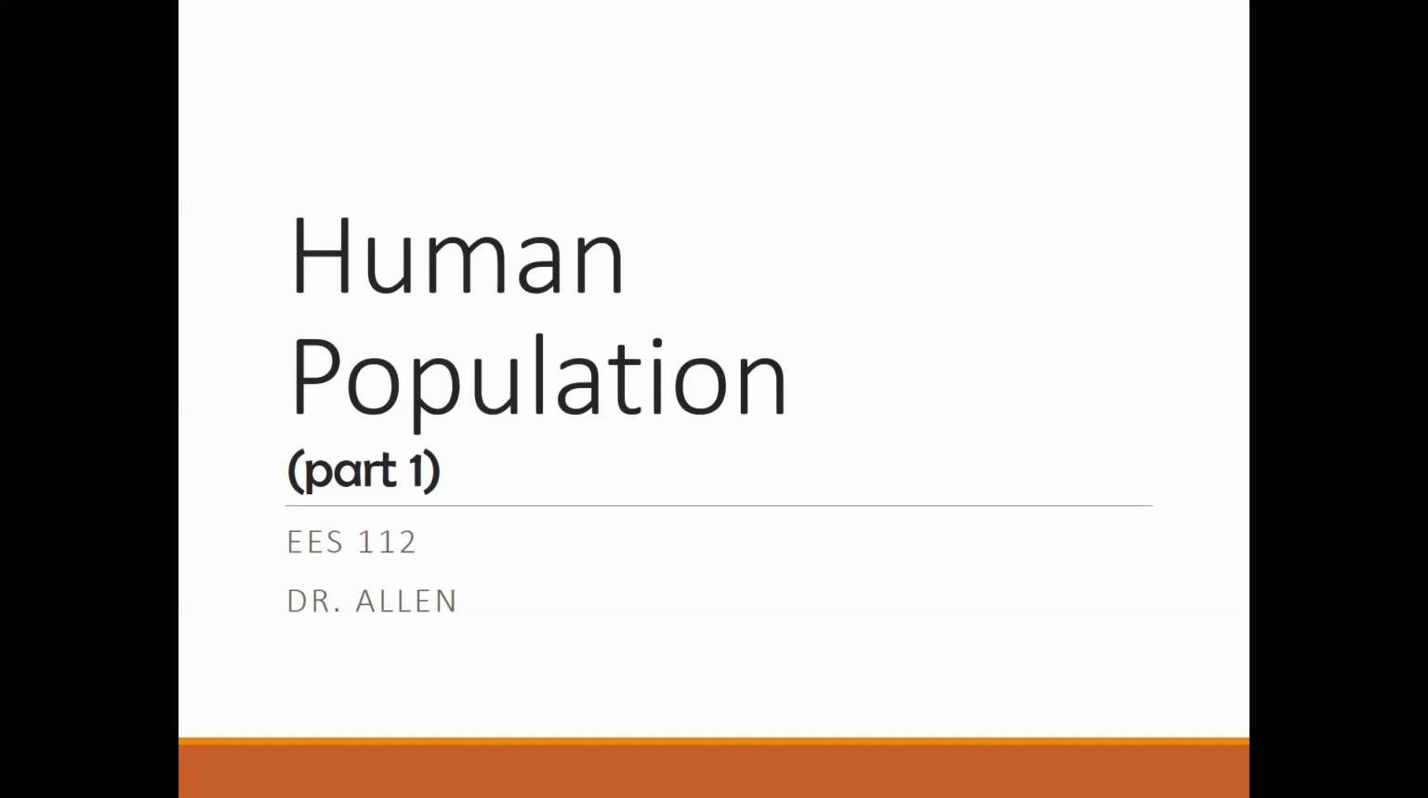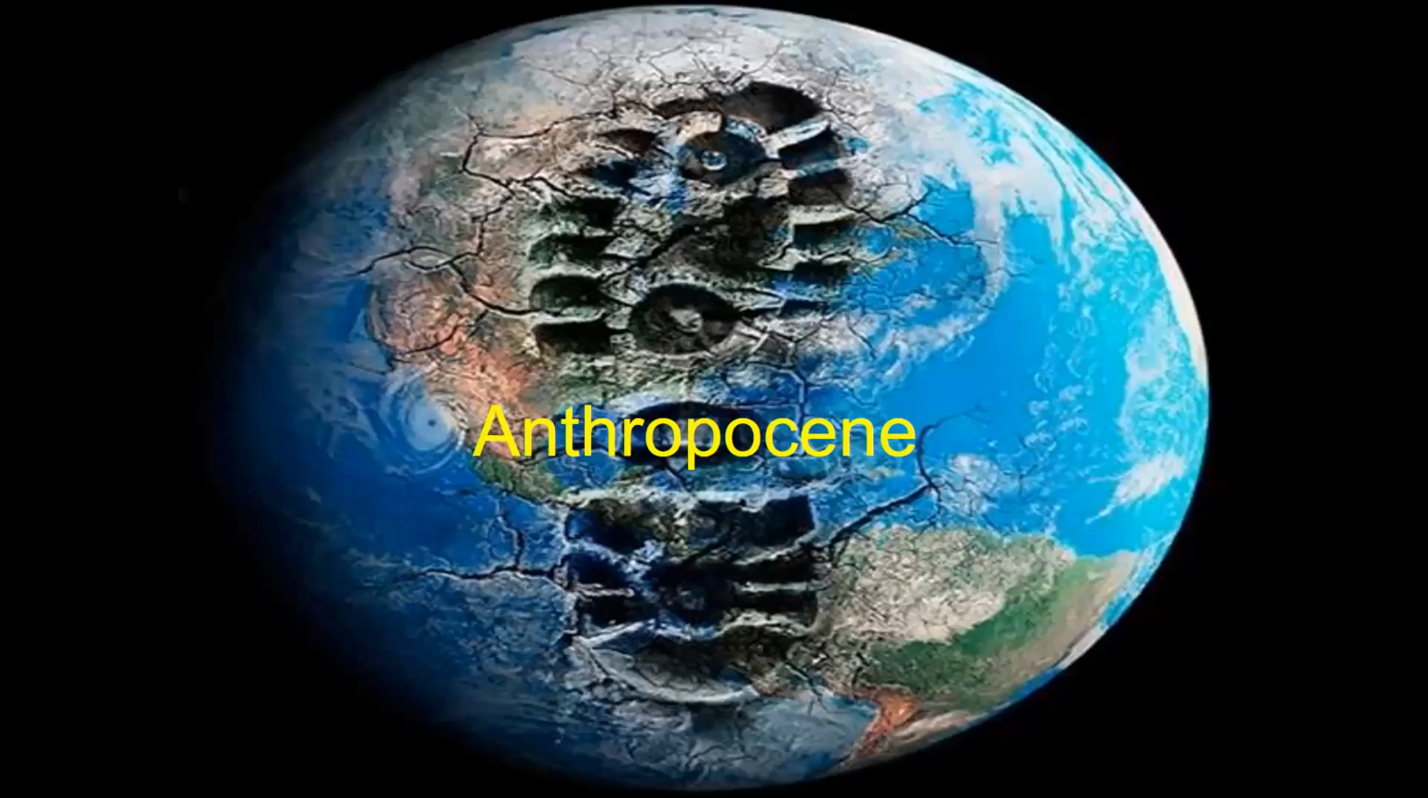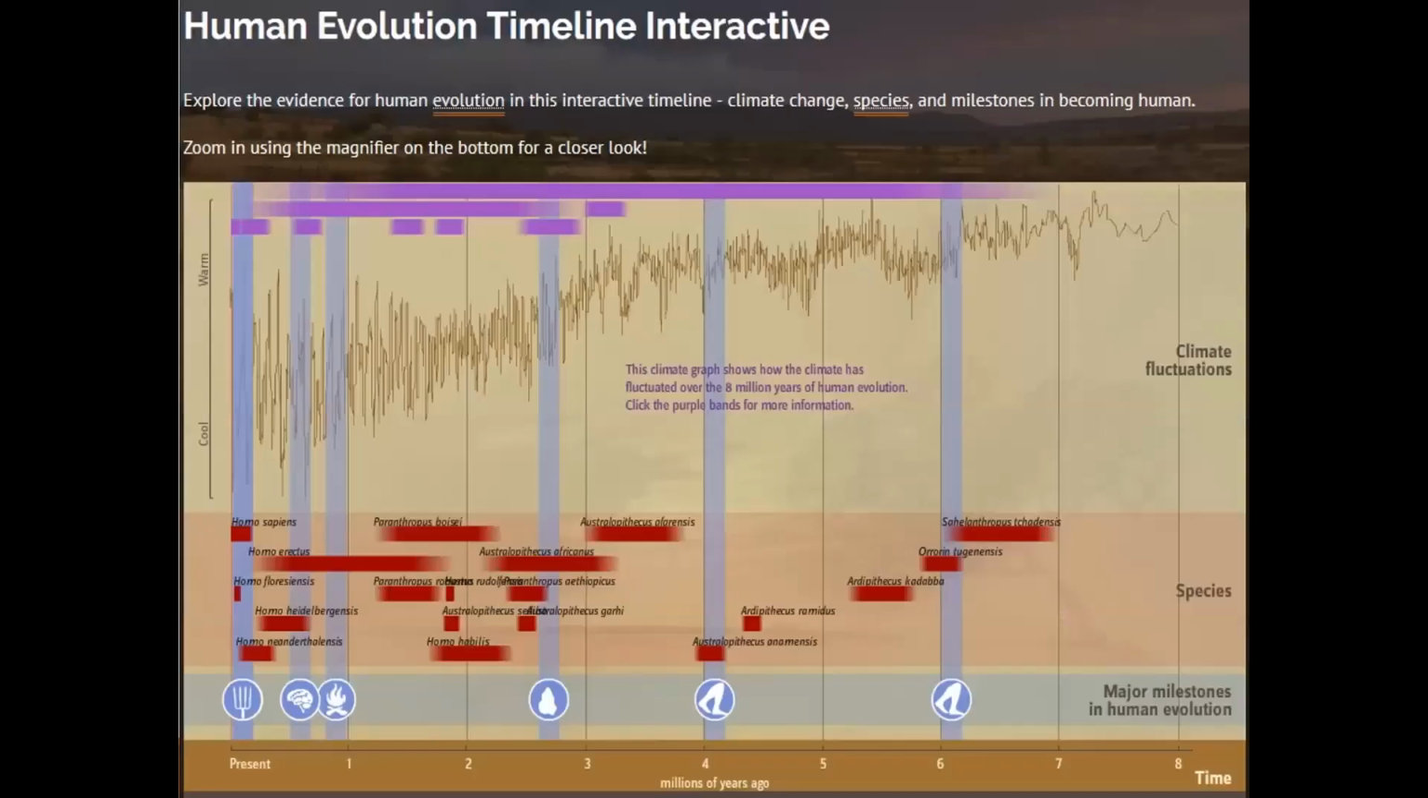All right, so human population. We start with this topic because we ended in the last class talking about the Anthropocene, right? And how the environment has changed in part because humans have been making such a big impact on the planet. One of the biggest reasons for this is the dramatic growth that we have had in human population over the last century.